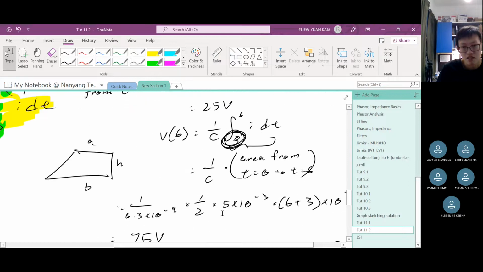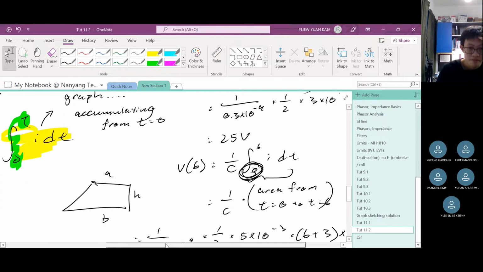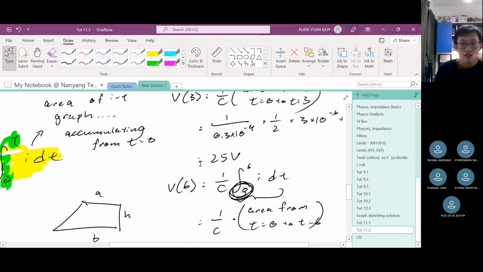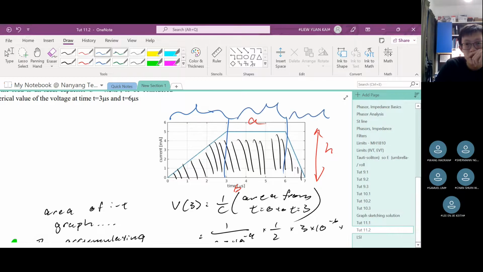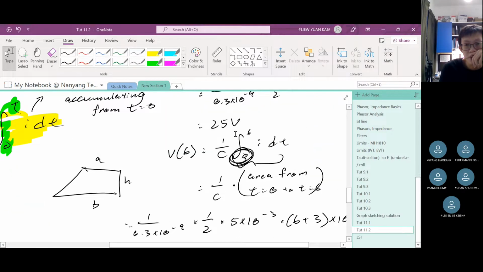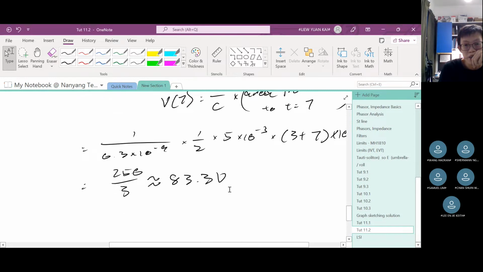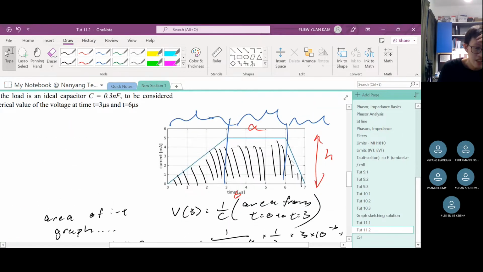But what is the shape of the graph? That is also an important question. Let me just copy this. We've already found that at each segment, this one, this one, this one, this one, we already found the value, right? So at time equals to 3, the value is 25 volts. At time equals to 6, the value is 75 volts. Time equals to 7, the value is 83.3. We know the endpoint values already, but what is the shape between the segments, inside the segment?